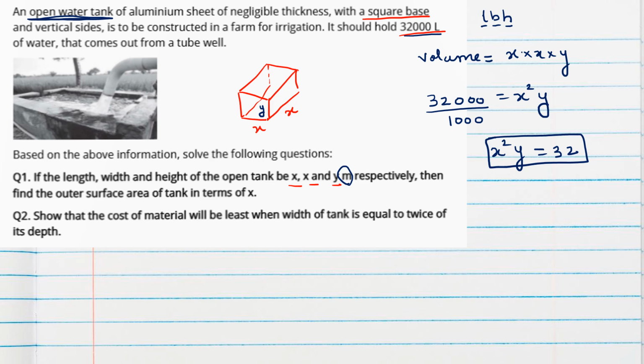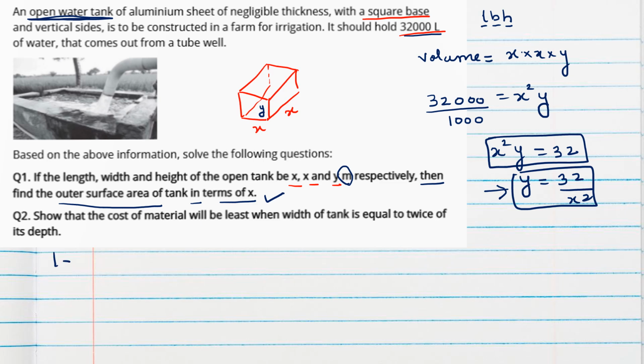So now first question, if you observe what they are asking: find the outer surface area of the tank in terms of x. So that means y we should write in terms of x. This y value we will keep here. This y value we will be using in the surface area formula for question 1.